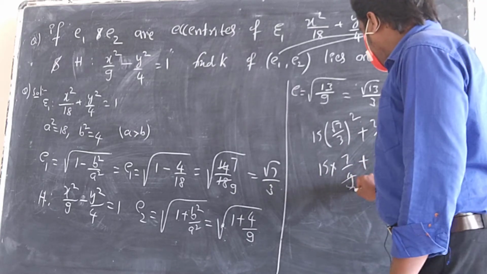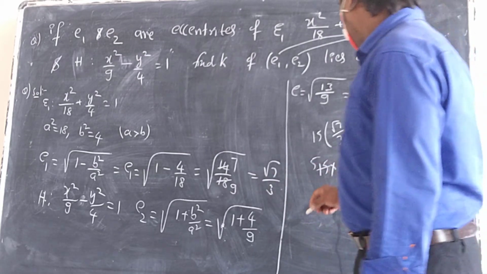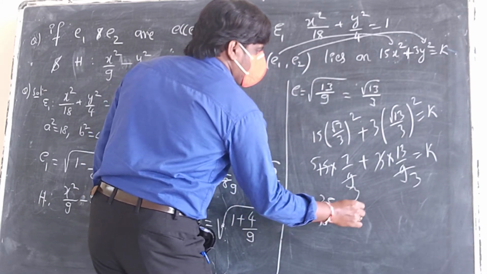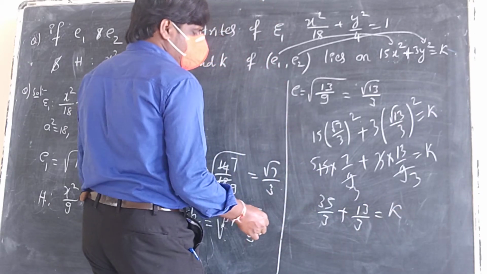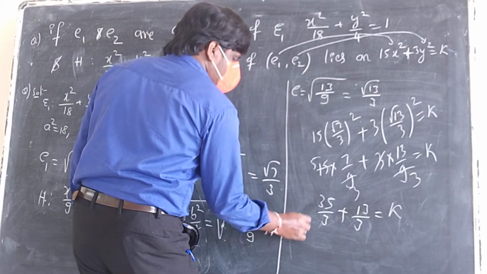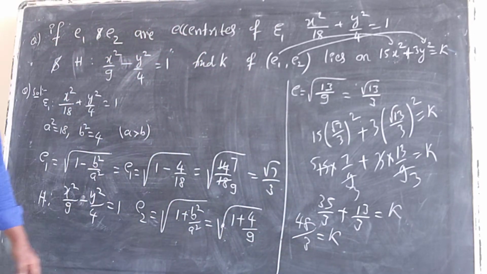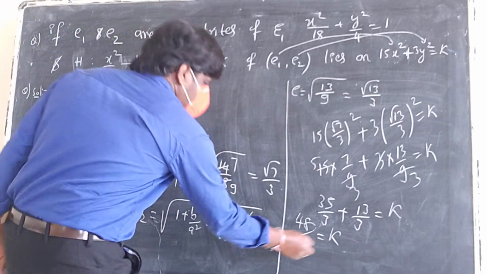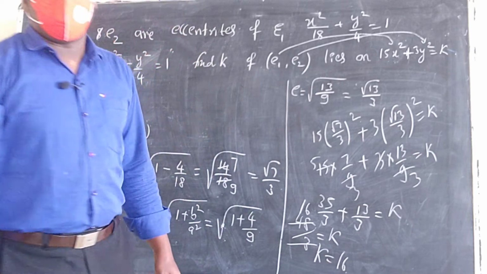So 3 3s are 9, 3 5s are 15, 3 cancel. So what am I getting here? 35 by 3 plus 13 by 3 is equal to k. How much am I getting? 48 by 3. So k value will be 48 by 3. This is your answer. This is JEE 2019 question. Okay, note down. So here this will be cancelled 16 times. K is equal to 16 is the right answer. Right?